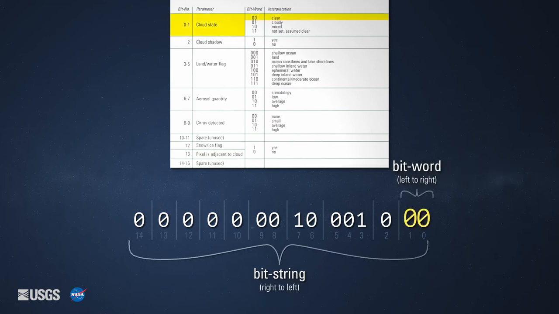For example, the cloud state bit parameter maps to the first 2 bits, bit number 01 in the bit string. Its bit combination is 00, which means the pixel's cloud state is clear. The next bit, bit number 2, represents the cloud shadow. Its bit combination is 0, which means there is no cloud shadow.